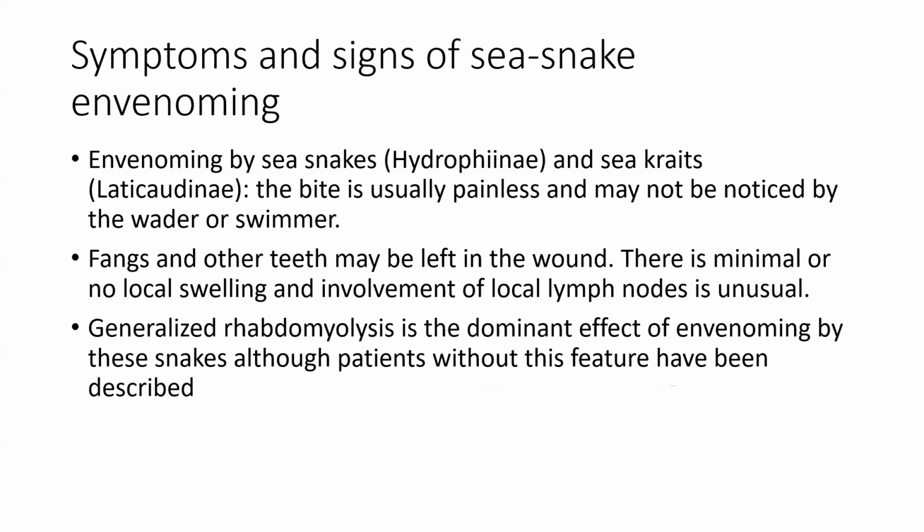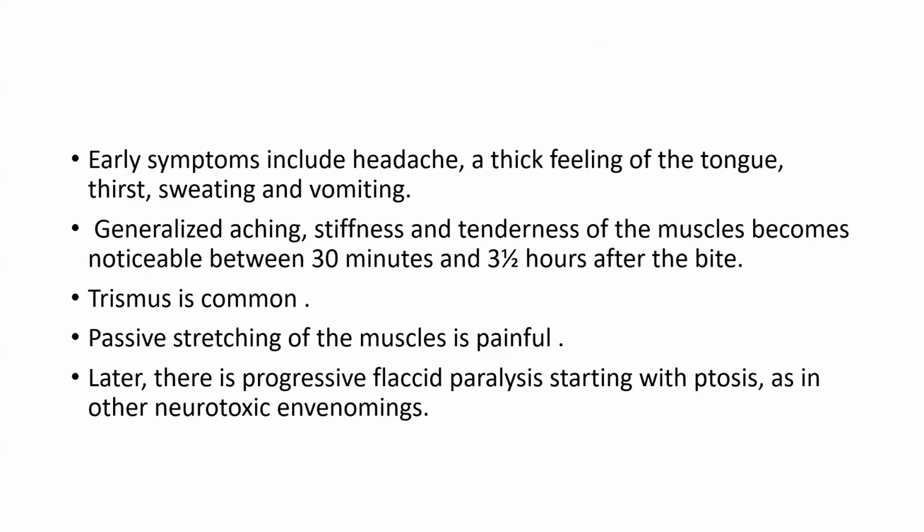Envenoming by the sea snake: the bite is usually painless and may not be noticed by a wader or swimmer. Fangs and other teeth may be left in the wound. There is minimal or no local swelling, and involvement of the local lymph nodes is unusual. Generalized rhabdomyolysis is the dominant effect of envenoming by the sea snake, although patients without this feature have been described. Early symptoms include headache, thick feeling of the tongue, thirst, sweating, and vomiting.